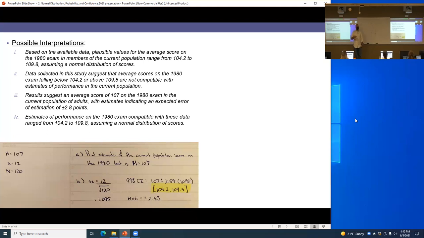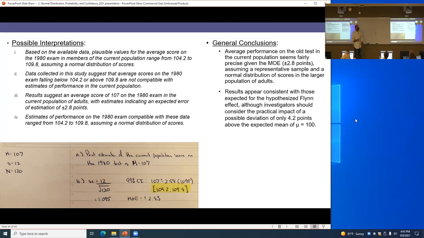So again, saying the same thing, just in different ways. What you want to do when we're going through and doing this is think about phrasing the interpretation in a way that best communicates or emphasizes whatever conclusion you want to draw from this, okay?